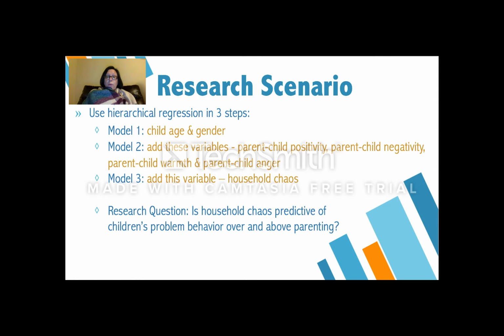Using this data, we are going to do a hierarchical regression in 3 steps. In Model 1, we'll look at child age and gender and the effect they may have on the outcome variable. Then in Model 2, we're going to add these variables: the parent-child positivity, parent-child negativity, parent-child warmth, and then parent-child anger. Then for Model 3, we're going to add only one more variable, which is the household chaos. The research question we're going to address is: is household chaos predictive of child's problem behavior over and above parenting?